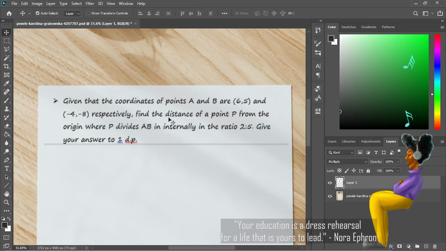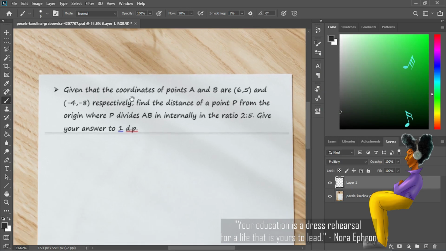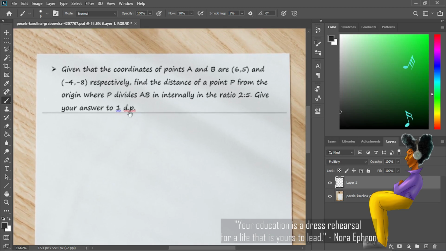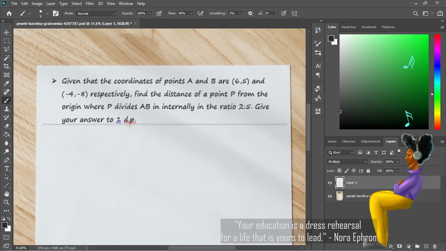Hello. So for today we are going to look at a question of vectors, and the question says, given that the coordinates of A and B are (6, 5) and (-4, -8) respectively, find the distance of a point P from the origin where P divides AB internally in the ratio of 2 to 5. Give your answer to one decimal point.